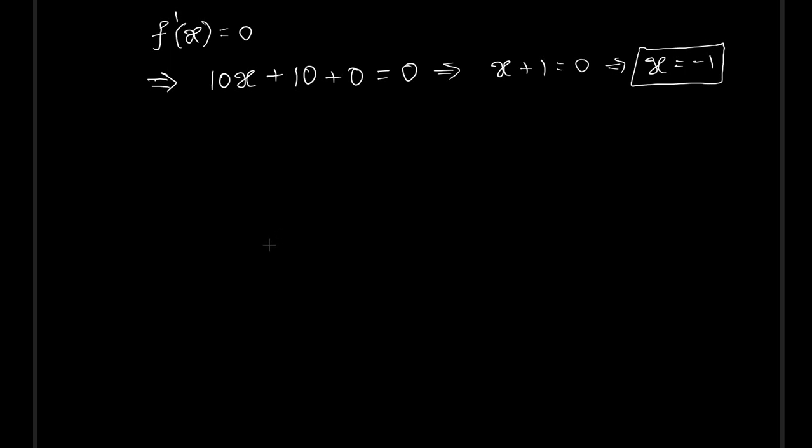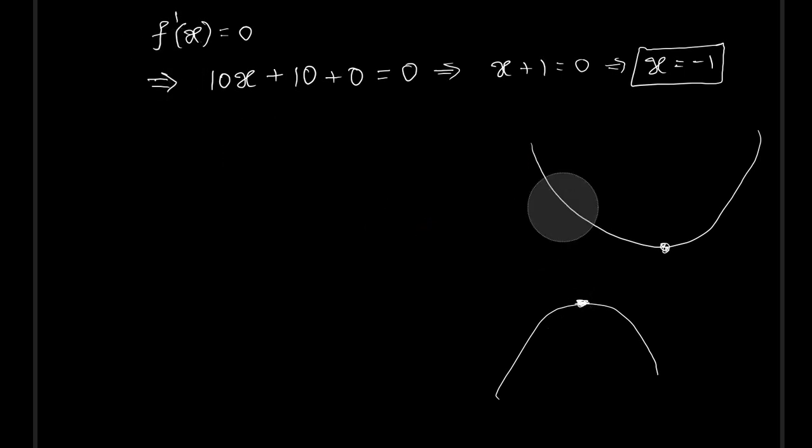Whenever you have a parabola, the parabola will have only either one minima or one maxima. That's why you got only 1 point here.